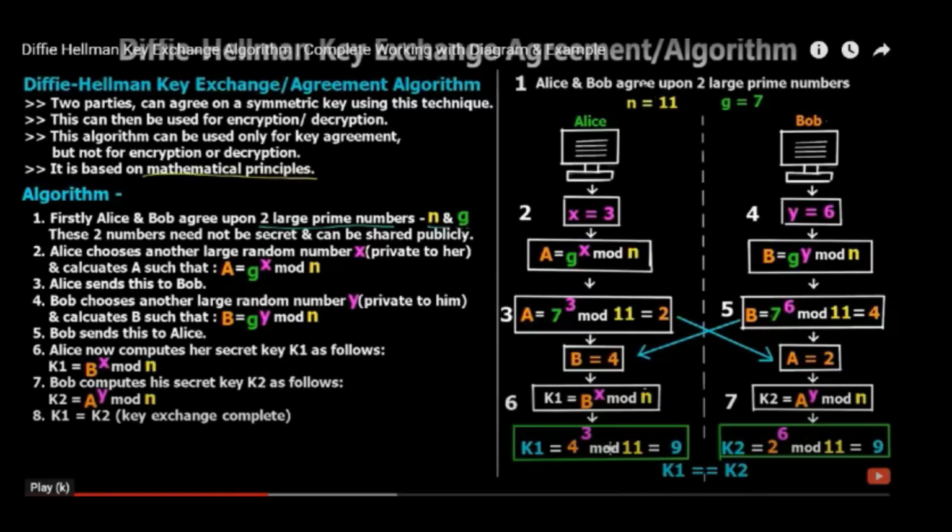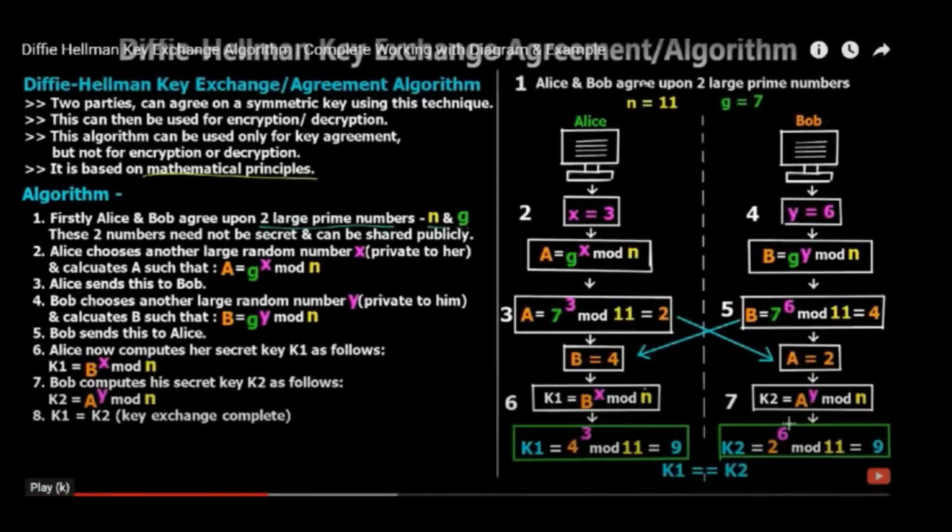So if Alice is sending, Alice will encrypt all the data by using K, and Bob is going to decrypt it. Then Bob is going to send the data to Alice. All the data will be encrypted by using K and it will be sent. So this is called the Diffie-Hellman key exchange algorithm.